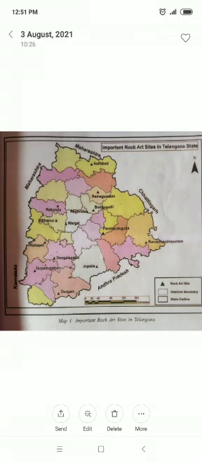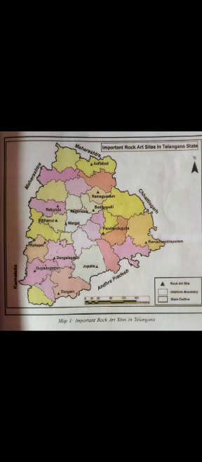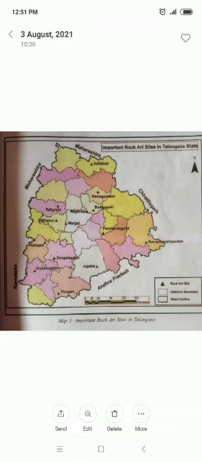In the previous class, we discussed how many directions there are, direction on a map, and scale or distance on a map. Today we will discuss symbols.